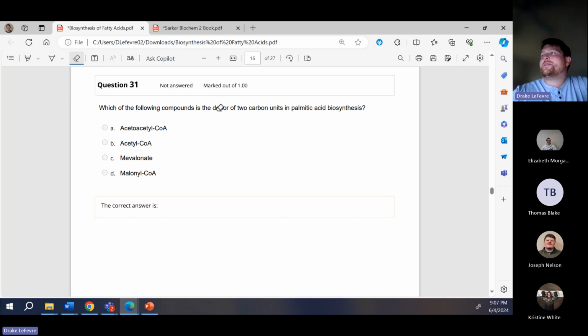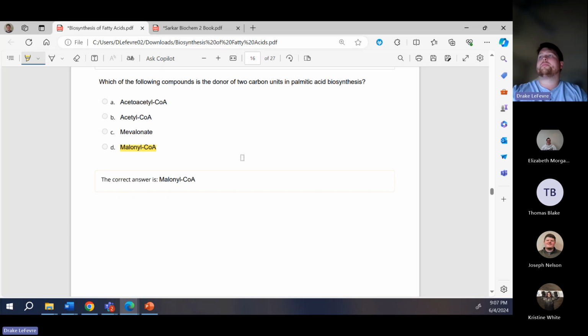Which of the following compounds is the donor of 2 carbon units in palmitic acid biosynthesis? We have both of them here, acetyl-CoA or malonyl-CoA, a 50-50 shot. The answer in this one is going to be malonyl-CoA, because the acetyl-CoA gets turned into malonyl-CoA in order to go through the steps to then be added in.